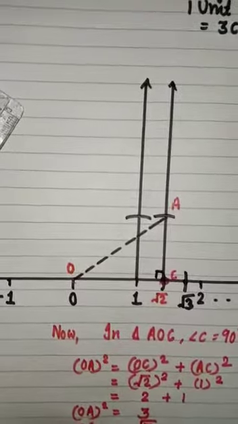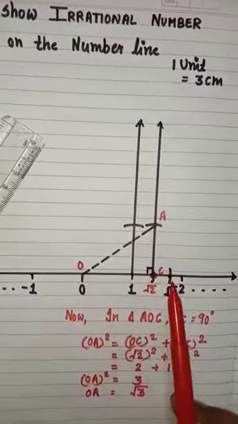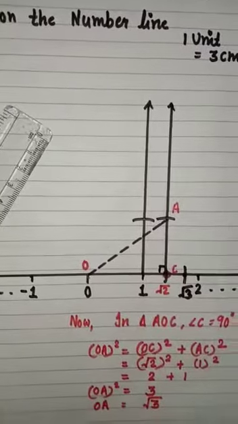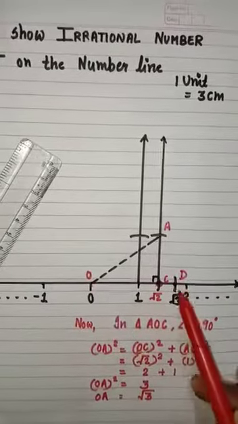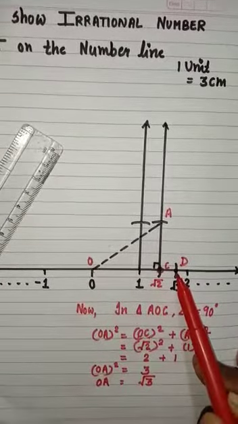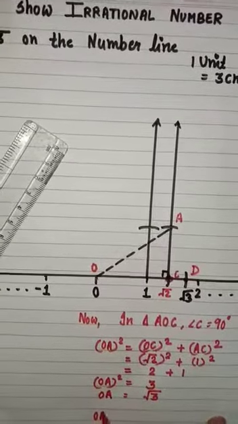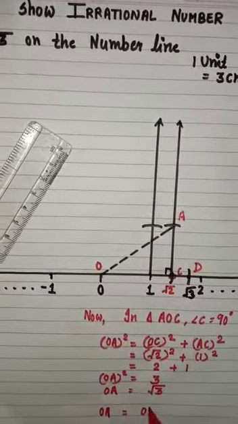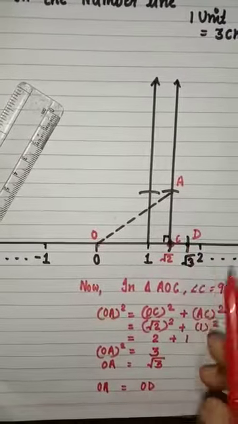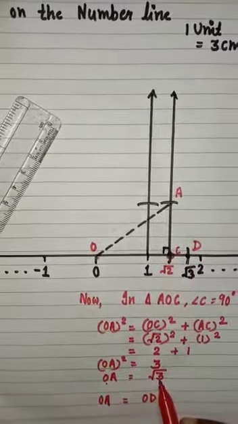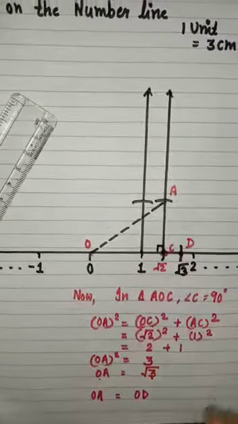Now you can see this point, I'll give the name D. The distance to the point root 3 is equal to OA, so OA is equal to OD. OA is equal to OD, and OA is root 3. Therefore OD is also root 3. So this point is root 3.